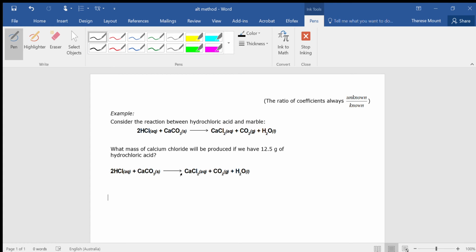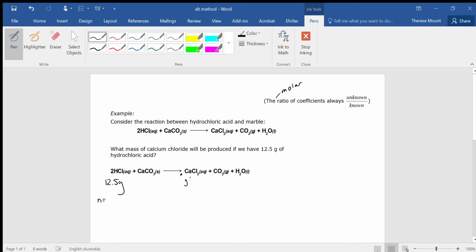Okay, this video will just show a different method to using the molar ratio. It's called the cross method. So we've been given the amount of grams of HCl, which is 12.5, and we want to know the grams of CaCl2. Okay, now we need to convert this to moles first because our coefficients deal in a molar ratio.